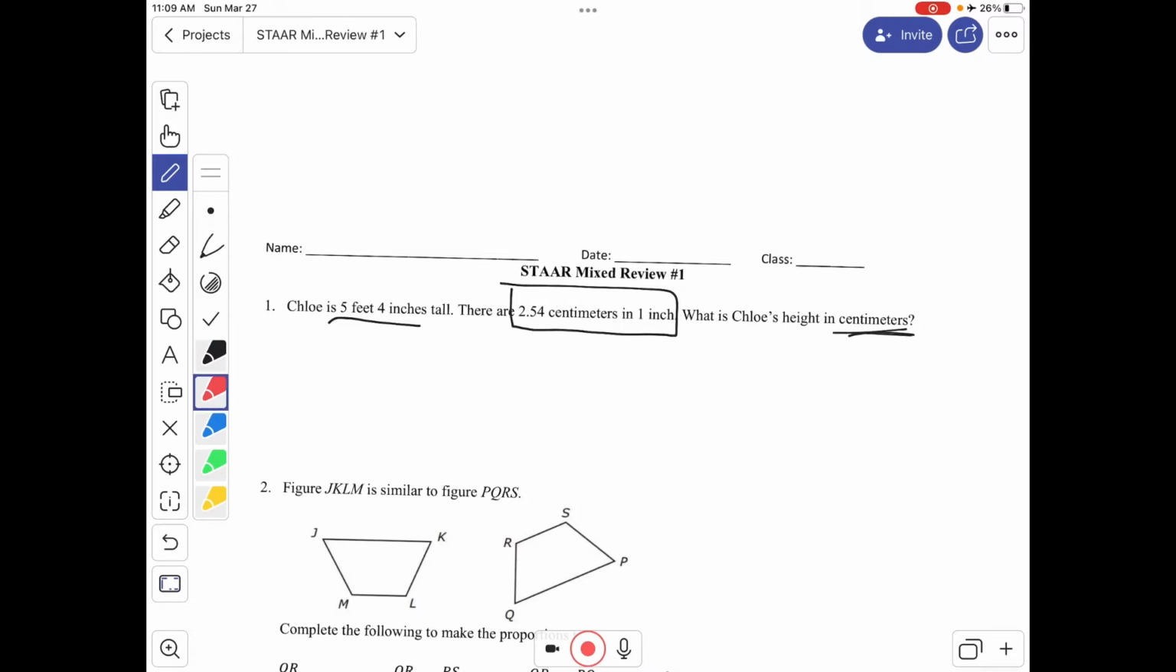Well, I noticed that the rate they gave us is in inches, so I'm going to need to change Chloe's height to just inches. 5 feet times 12 would let us know that her height is 60 inches plus the 4. Total height in inches is 64 inches.